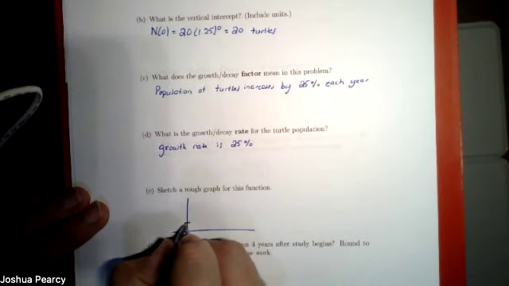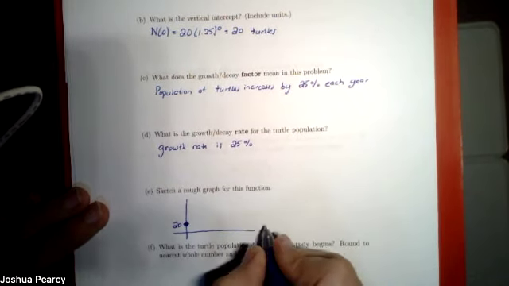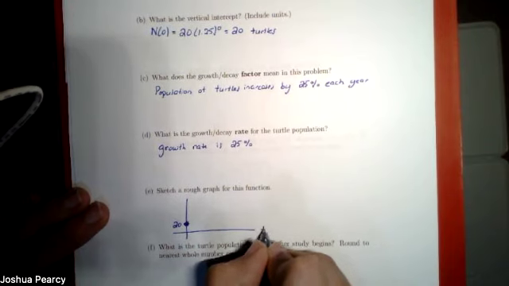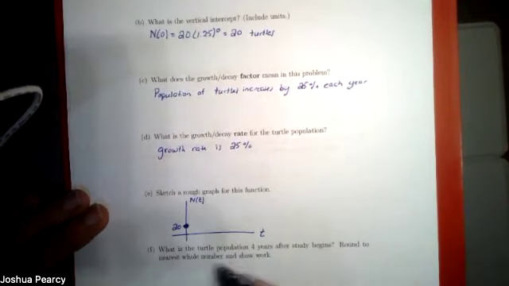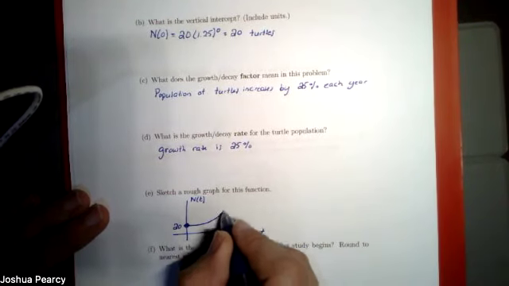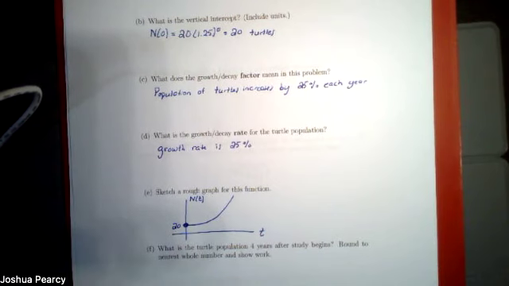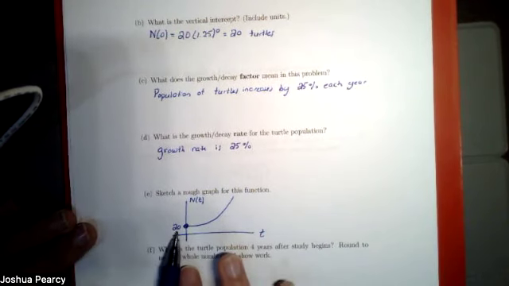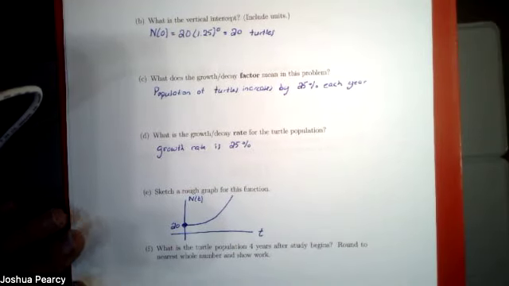So let's say we start here at 20. Here is t. Here is n of t. And this is just a growth, so you can just draw it going up. And that would be okay for the test. If you're just trying to sketch a rough graph, tell me what the vertical or y-intercept is here, and just draw an exponential curve that goes up. That would be okay.